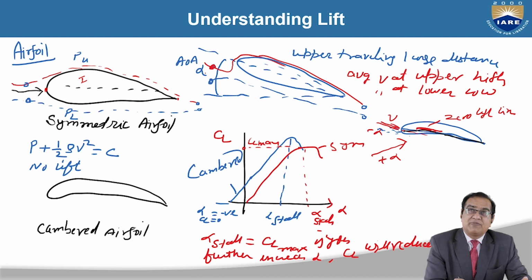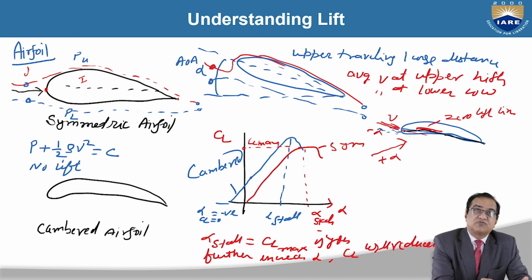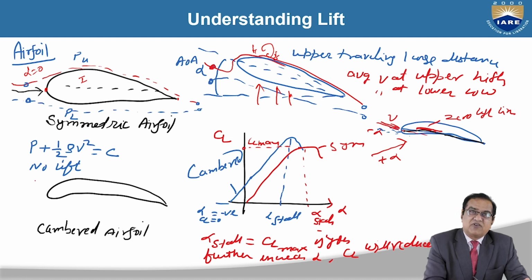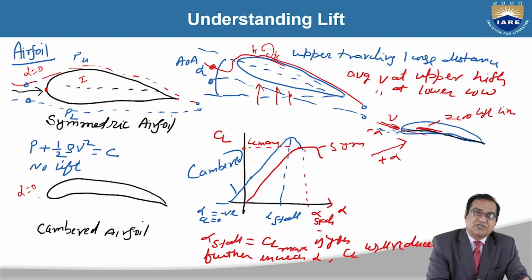Here alpha is equal to 0. But if you give some angle of attack, then an upper side vortex forms here, and in this vortex the velocity is high, so the pressure is low, and here the pressure is high. So there is a pressure difference and you will get the lift. If you see here the cambered airfoil, at alpha equal to 0 also, you will get some L equal to some positive value.